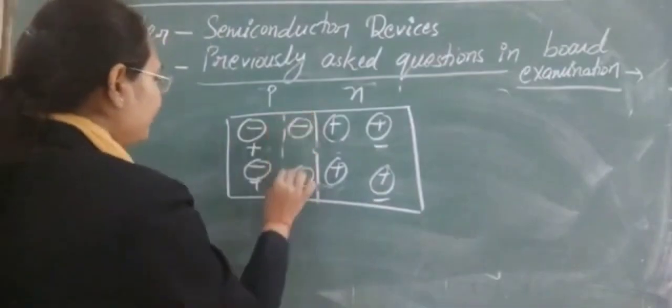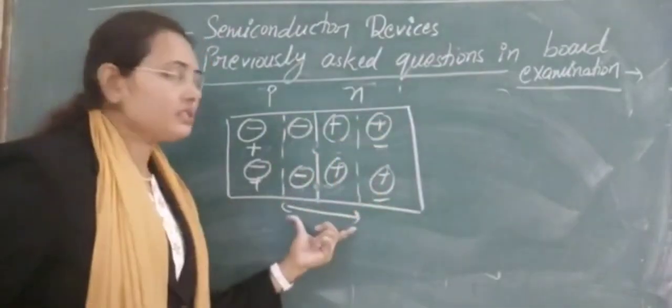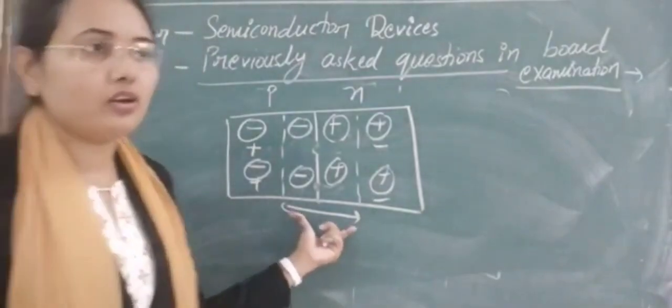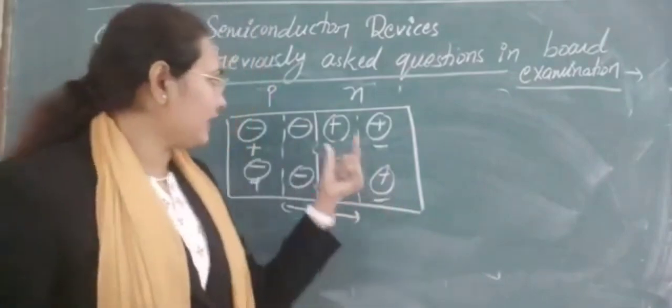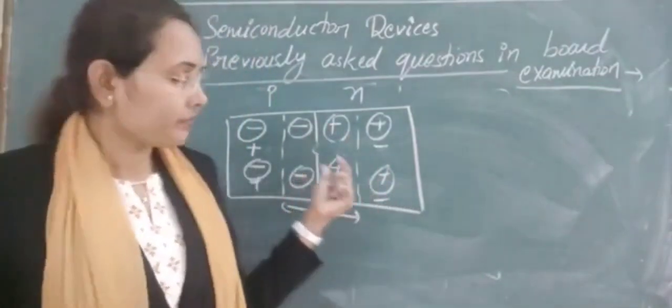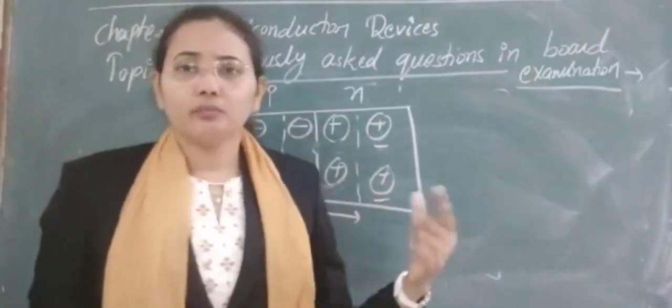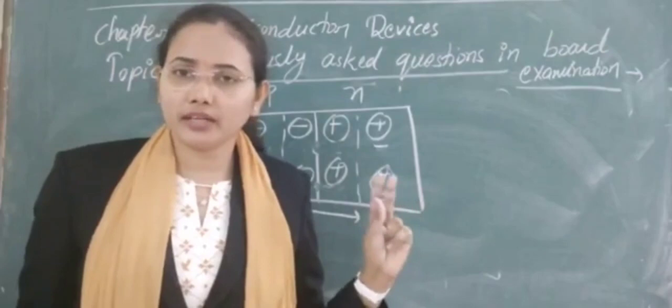Simply, the region in which these ions are depleted is known as the depletion region, or another name for it is the space charge region. So these ions are also called space charges. Clear?